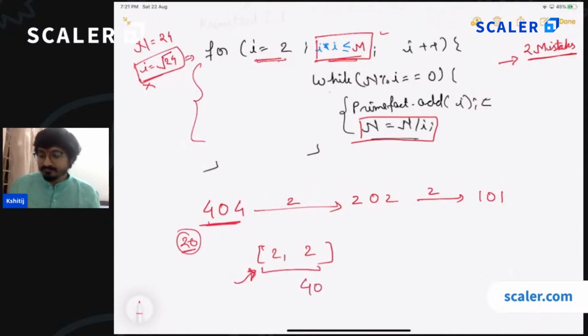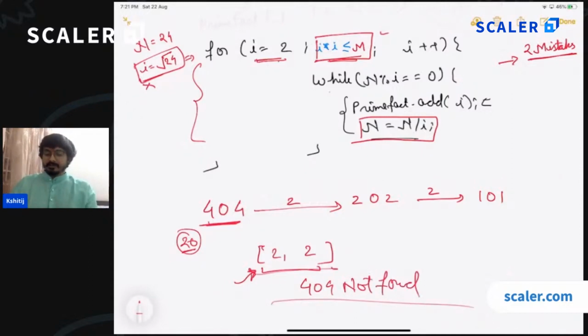So what we can say in this case? Because this is not complete, 101 would also have been there, correct? So this is another mistake in this code. How to fix that mistake?